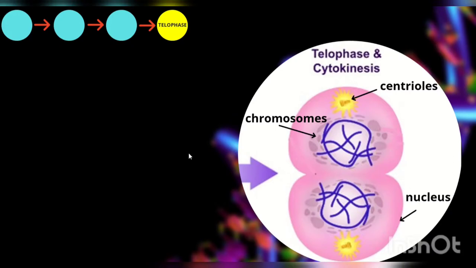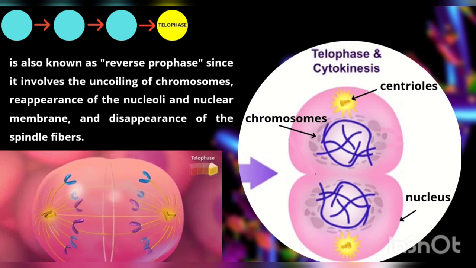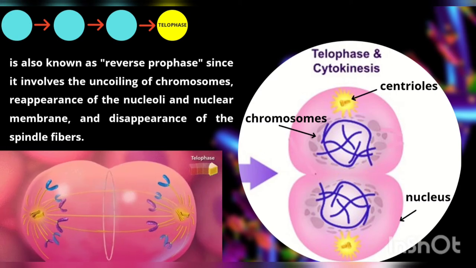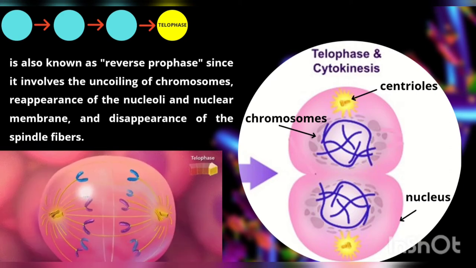And finally, we have the telophase. Telophase is also known as reverse prophase, since it involves the uncoiling of chromosomes, reappearance of the nucleoli and nuclear membrane, and disappearance of the spindle fibers. When spindle fibers disappear, it releases the chromatids, while nuclear envelope and nucleolus reappear.